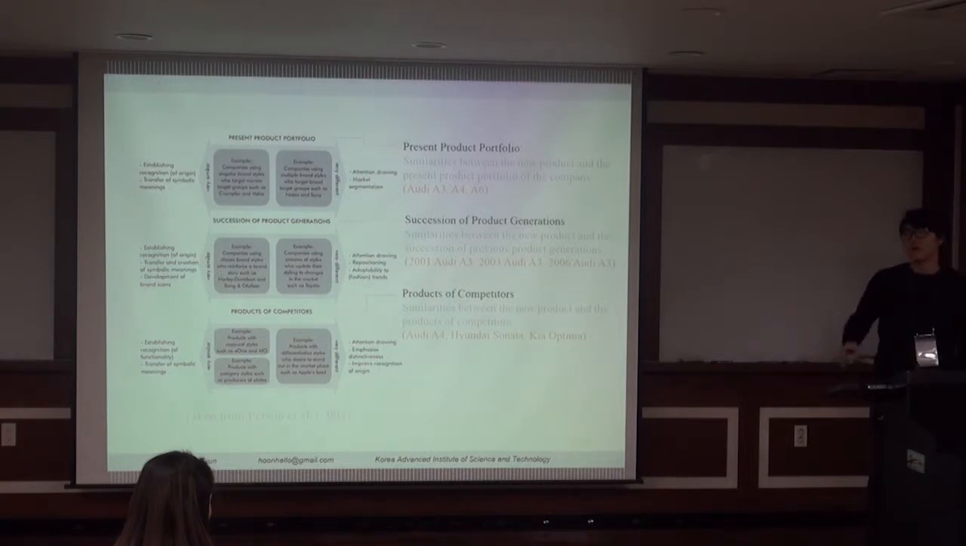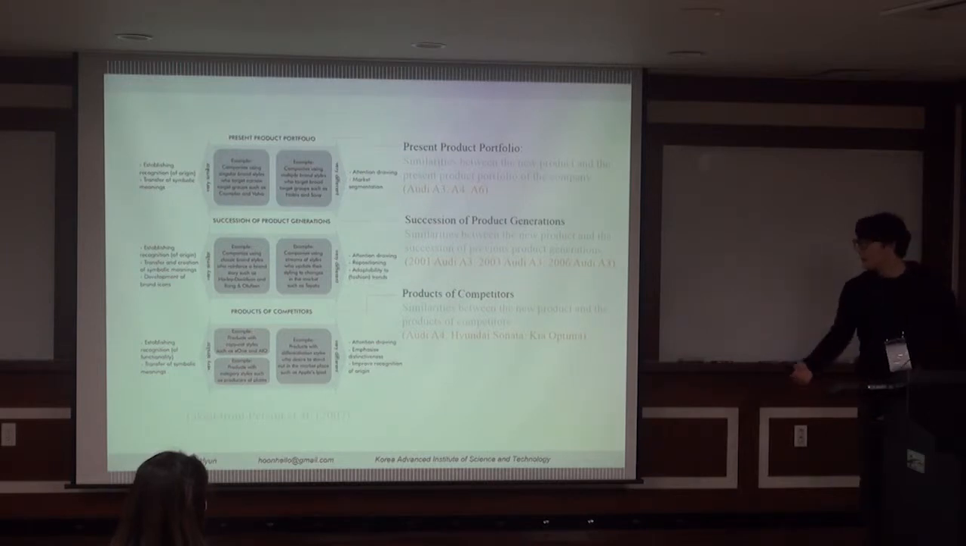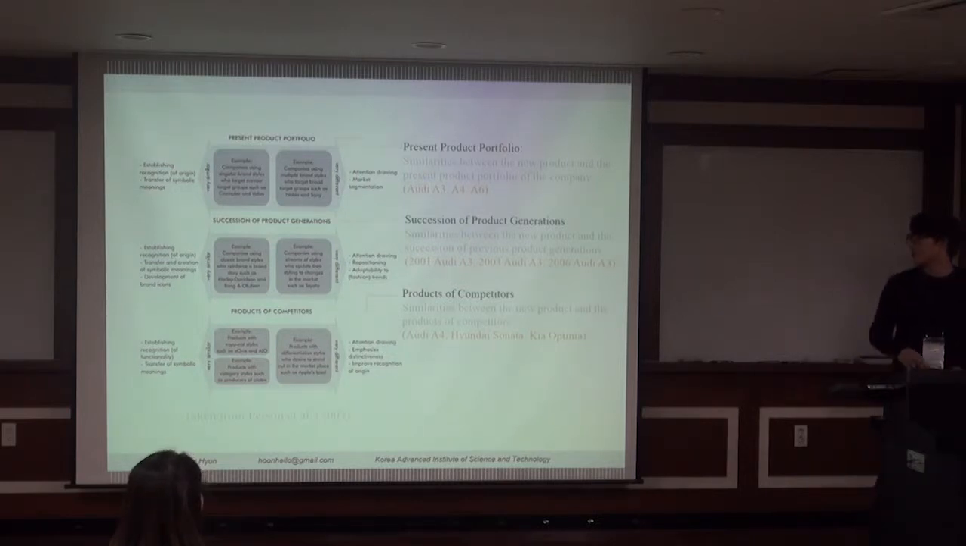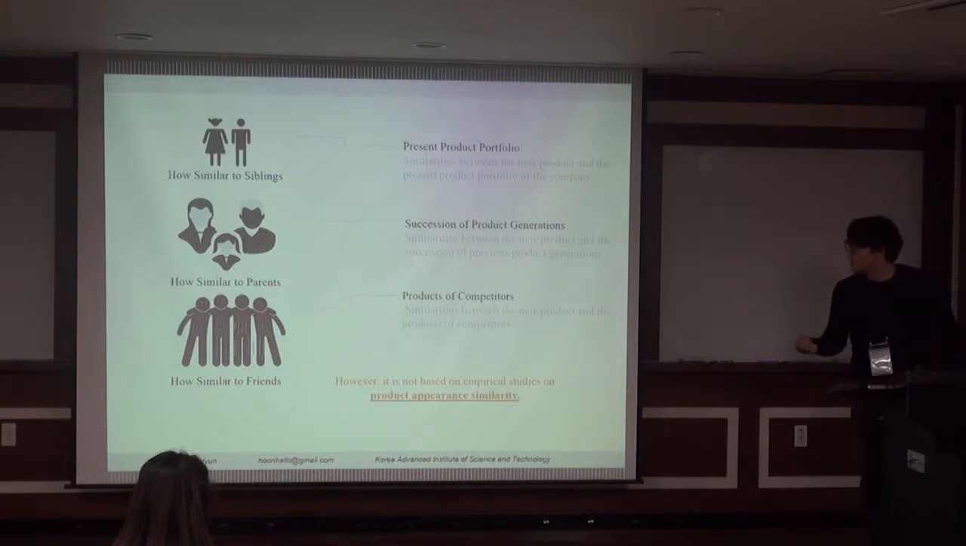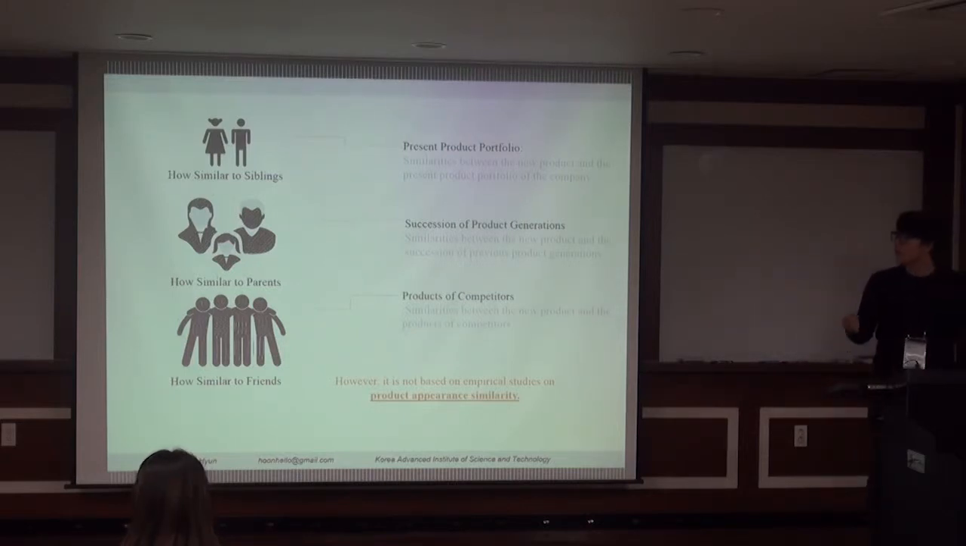In Audi's case, it would be Audi A3 first generation 2001, 2003, 2006. And products of competitors is comparing similarities between the new products and the products of the competitors. For example, Audi A4 versus Sonata versus Kia. To give a better example, the present product portfolio is comparing how you look alike to your siblings, and succession of the product generation is comparing how you look alike to your parents. And products of competitors would be how you look alike with your friends.